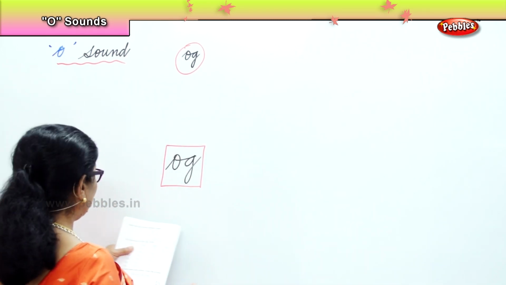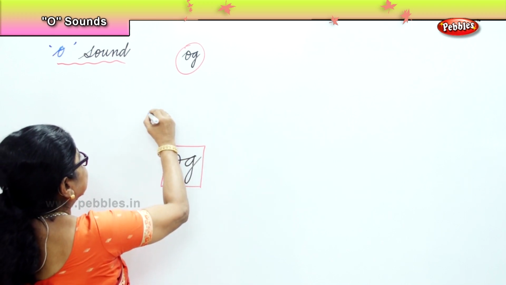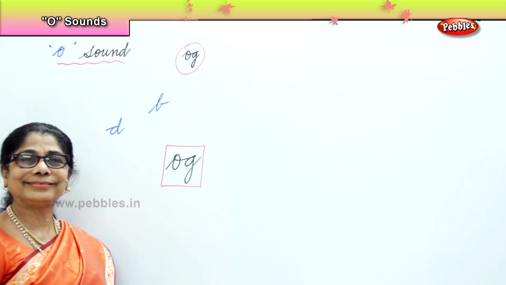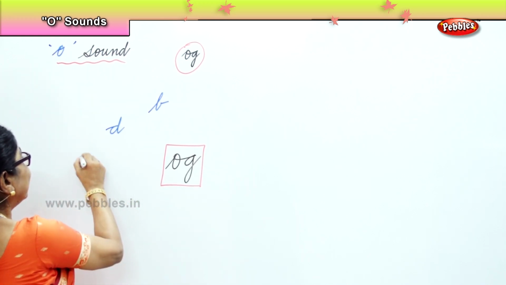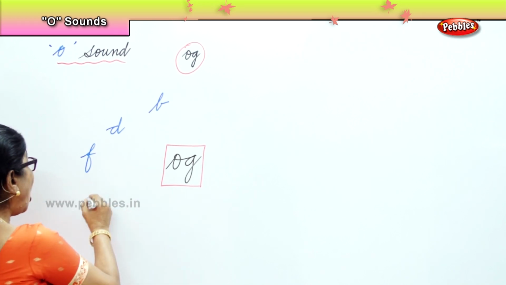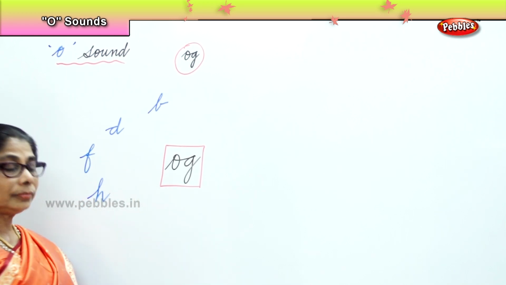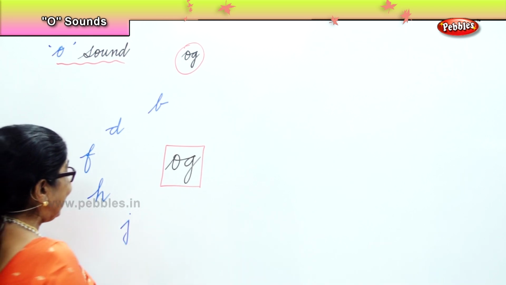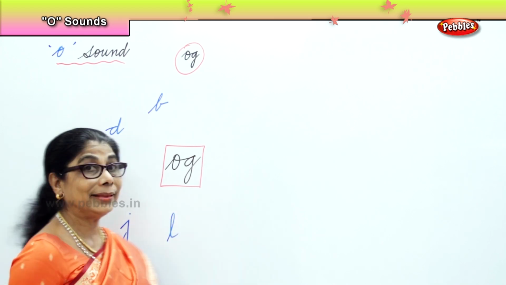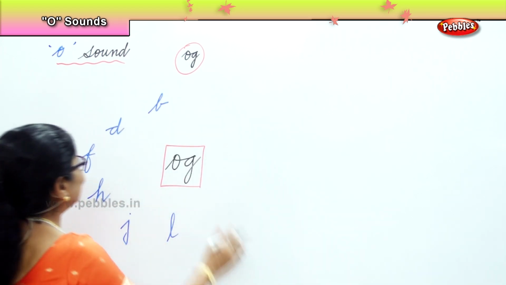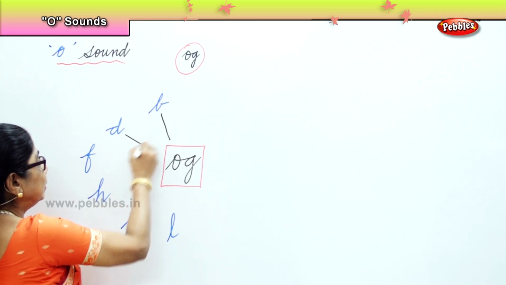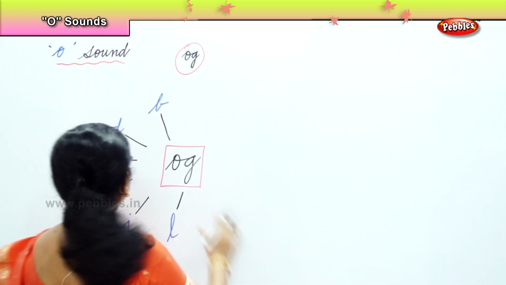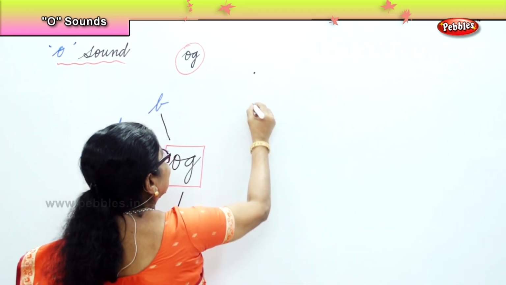Now, first of all, bog, b. Dog, d. Then we have fog, f. Then hog, jog, you go for jogging, jog. And finally we have l, log. Okay, so we have b, d, f, h, j, and l. That is just six sounds, six words.